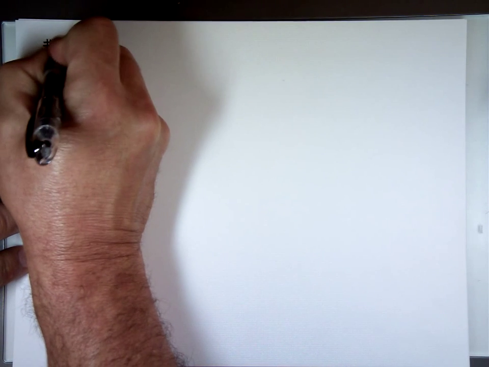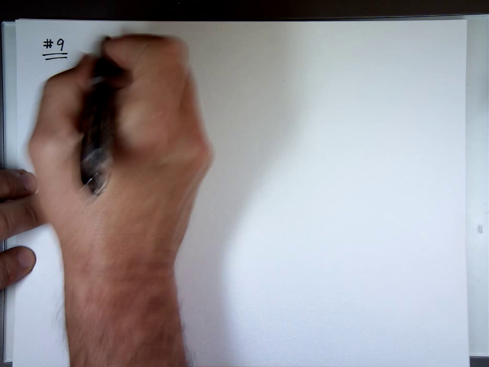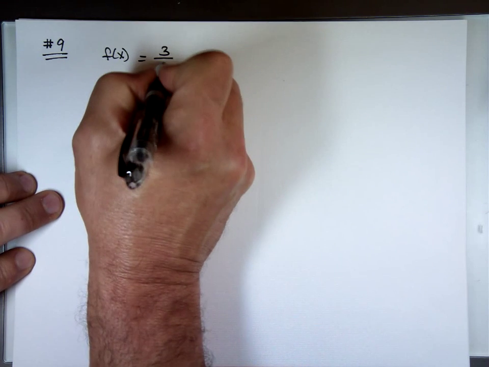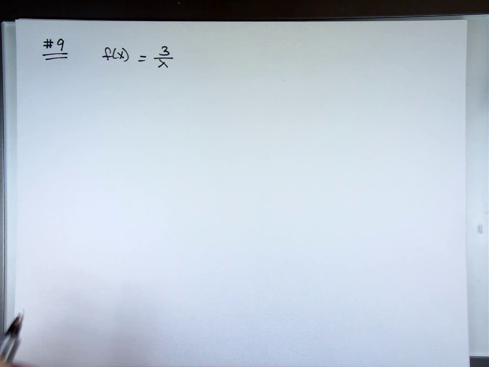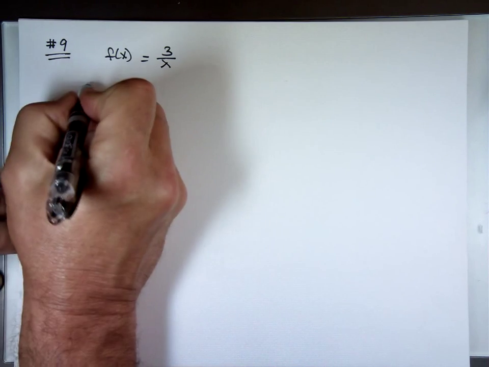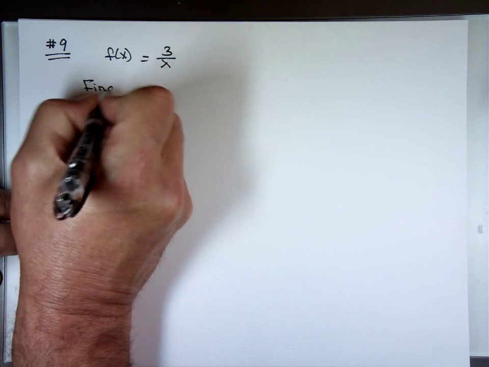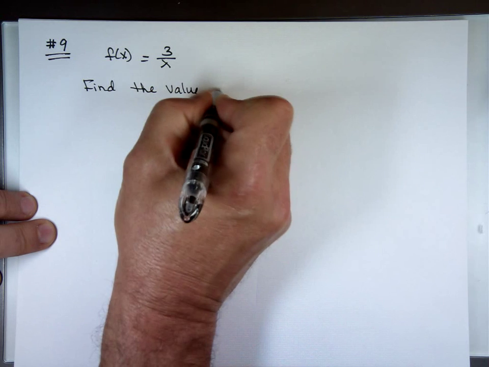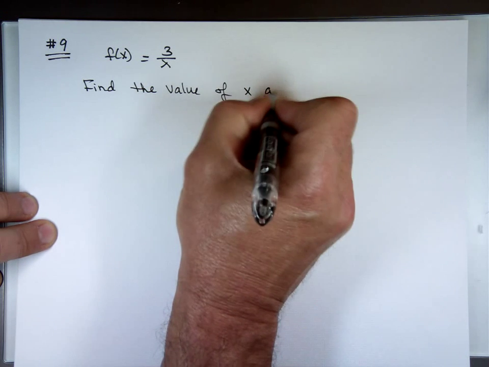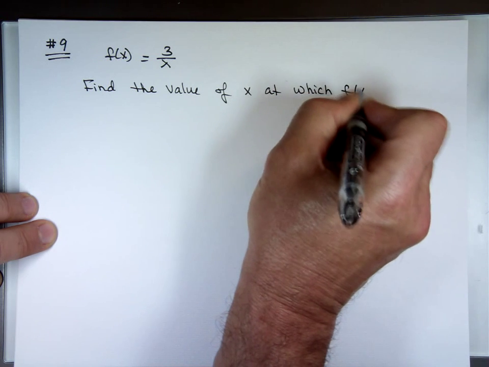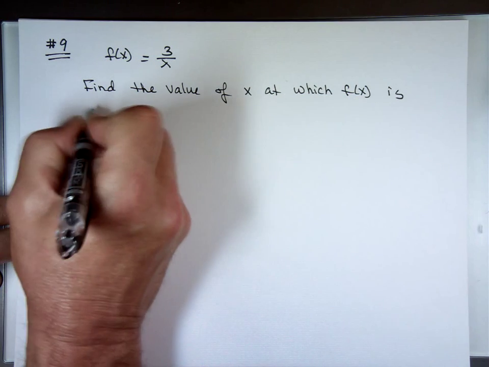Number 9, f of x equals 3 over x. And the question is, find the value of x at which f is not continuous. What do you think?